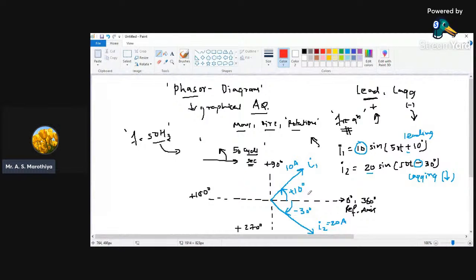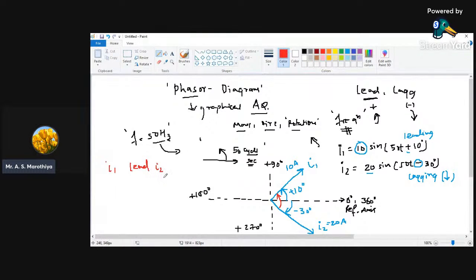Now from this diagram, it is very clear, as I told you, that the most anti-clockwise sense quantity is considered to be the leading quantity with respect to the previous one. So here if you consider I2 as a reference, with respect to I2, I1 is available in the anti-clockwise sense. So hence it is very clear that I1 is going to lead I2.